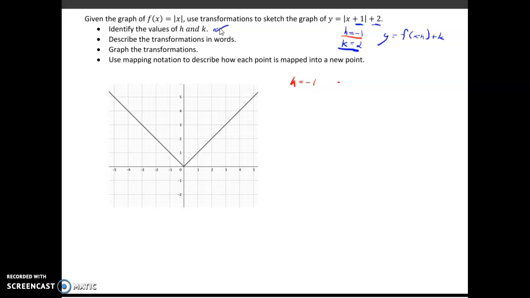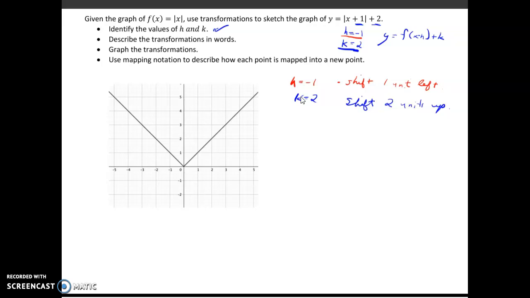In words, this means shift or translate 1 unit left. So the k is vertical, and since k is equal to 2, we're going to shift 2 units up. So now I'm going to graph the transformation.